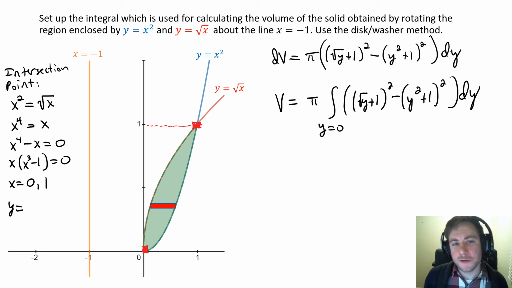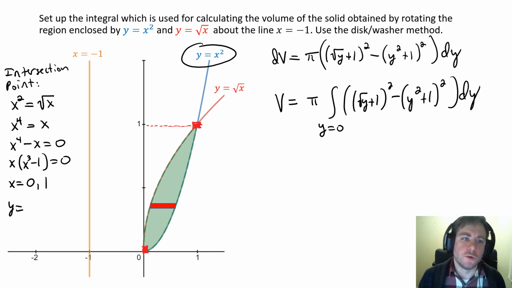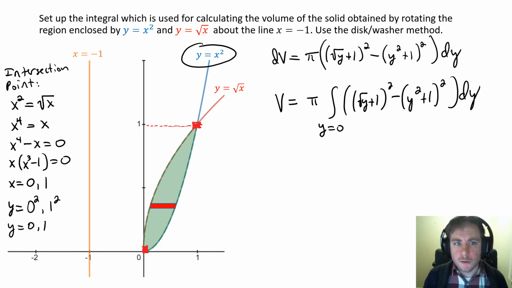But to get that y value, we can just plug x into one of these functions. Either one of them will do. I'm going to use y equals x squared to get y values of 0 squared and 1 squared, and those simplify to 0 and 1 respectively. So that confirms that there's the intersection point at y equals 1, so we're prepared to use that as an integration limit.